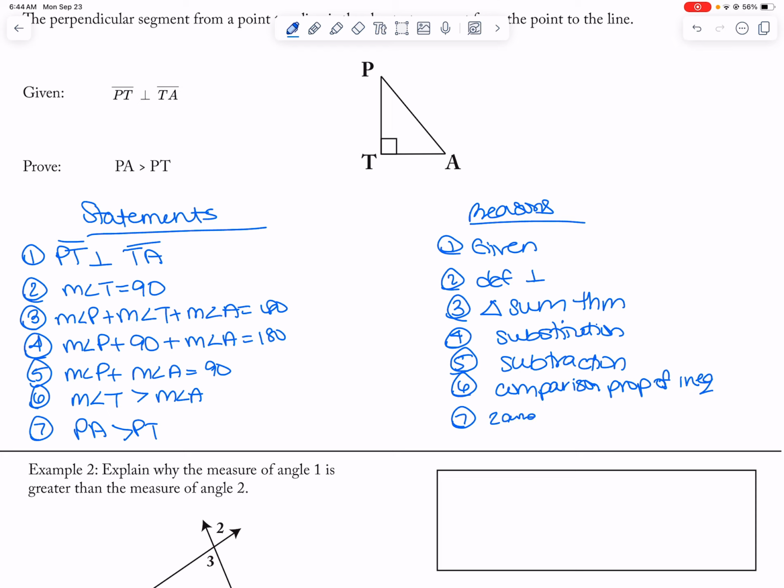Two angles, I could just write it as two angles of a triangle are not congruent, then the longer side is opposite the larger angle.